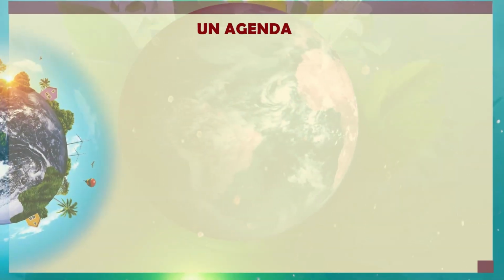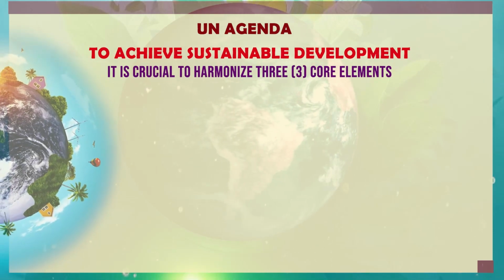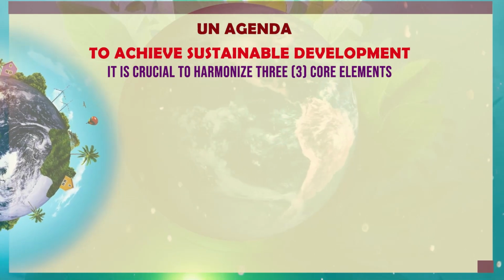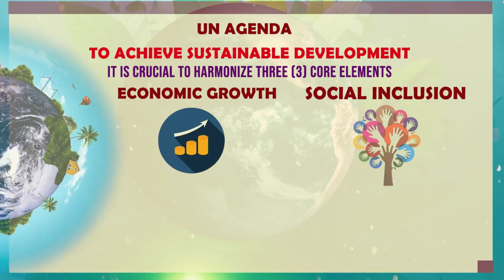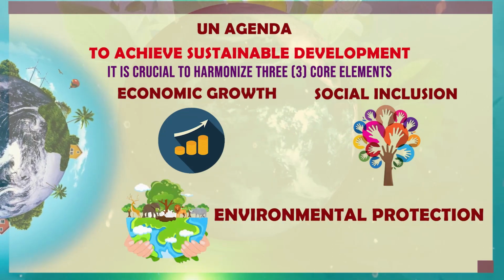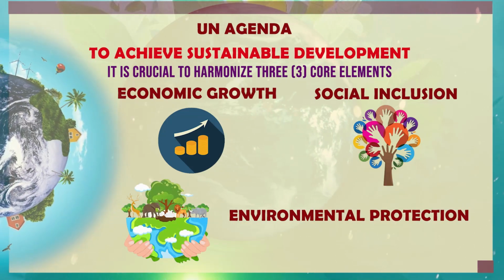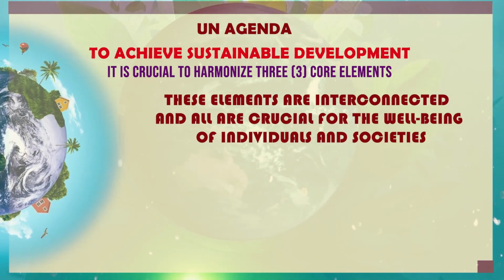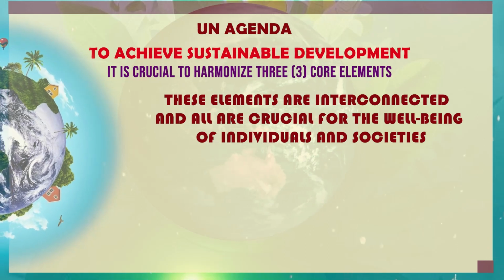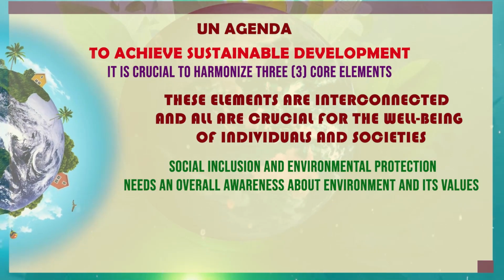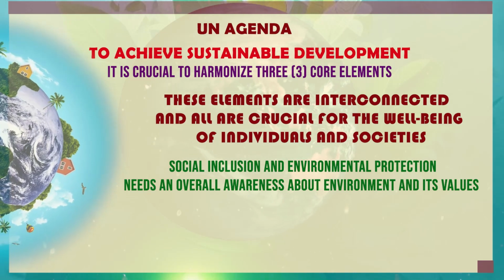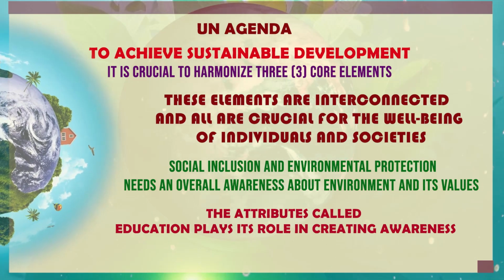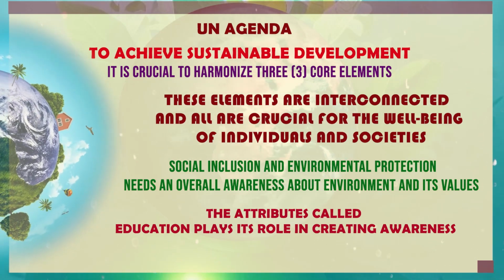According to the UN agenda, to achieve sustainable development, it is crucial to harmonize three core elements, and they are economic growth, social inclusion, and environmental protection. These elements are interconnected and all are crucial for the well-being of individuals and societies. Now, social inclusion and environmental protection need an overall awareness about the environment and its values. Here, education plays its role in creating awareness.